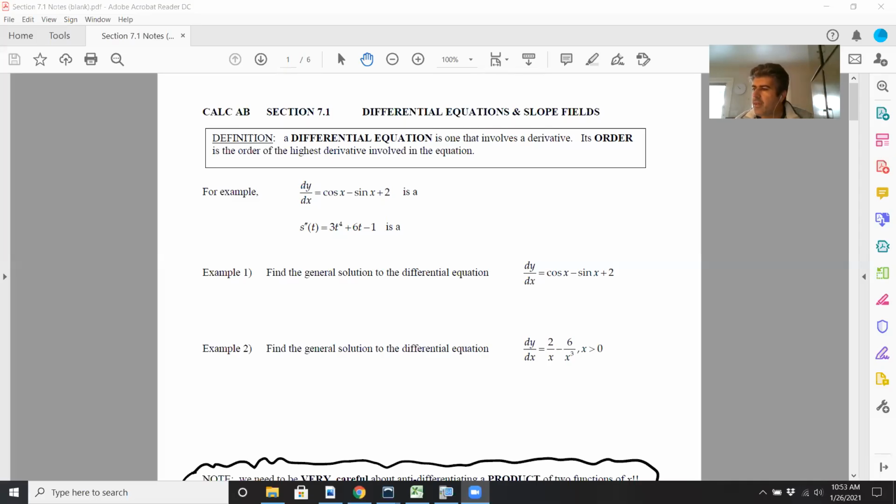Okay. So what is a differential equation? A differential equation is one that involves a derivative. Also, the order is considered the order of the highest derivative involved in the equation.